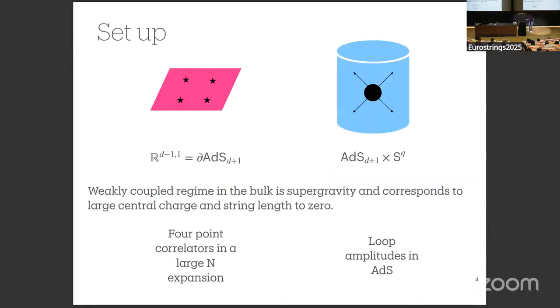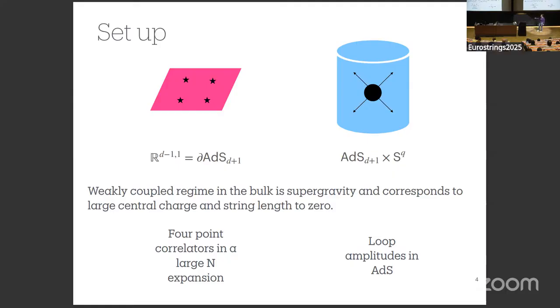In particular, as we know from AdS/CFT, we can consider correlators on the boundary, so correlators on the conformal field theory side are mapped into amplitudes on the AdS side. This is much more generic than what I'm going to discuss, but in particular, we know that the weakly coupled regime in the bulk is supergravity, and this essentially corresponds to the expansion that I already discussed.